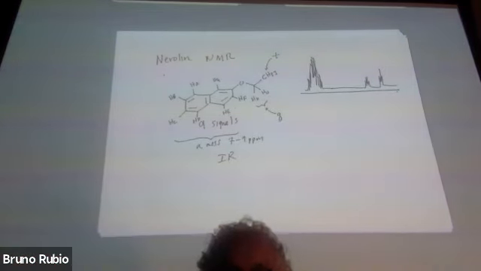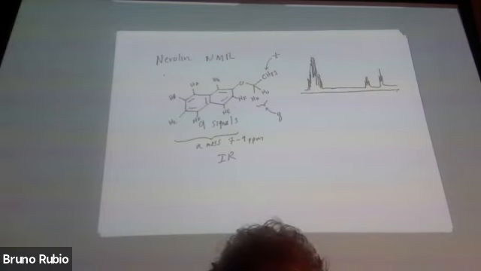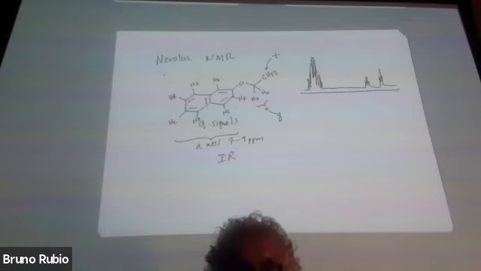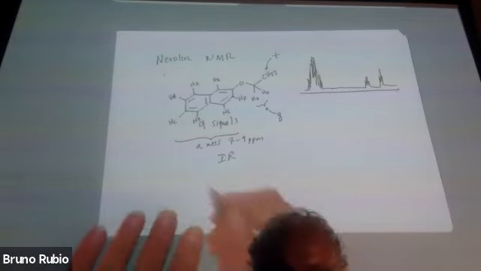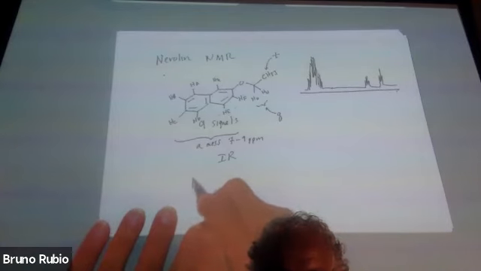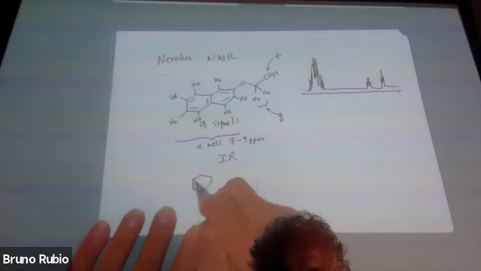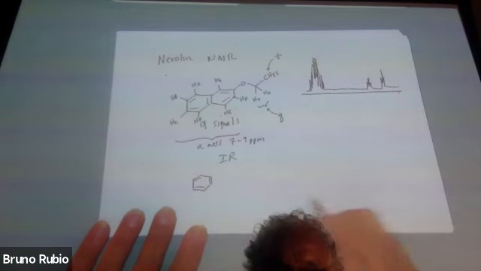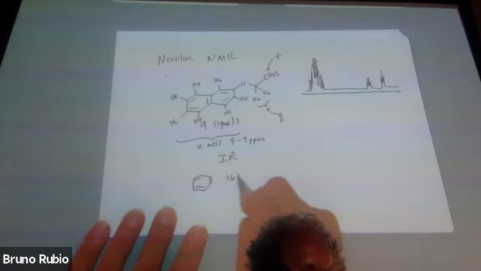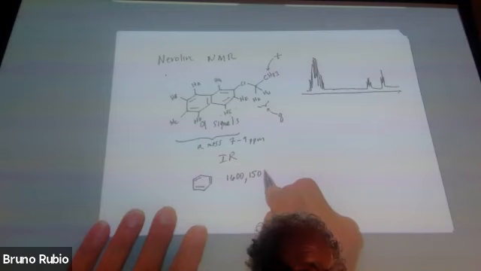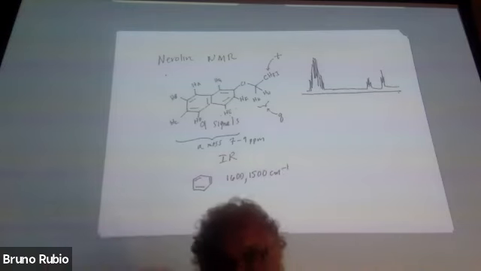Okay, let's talk about the IR of nerolin. What are we expecting to see? Well, IR is telling us about the functional groups. So one of the functional groups that I see here is the carbon-carbon double bond stretching of an arene. So we're expecting to see something that says, oh, we're looking at an arene. And where is that going to be? At around 1600 and maybe another peak at about 1500 wave numbers.